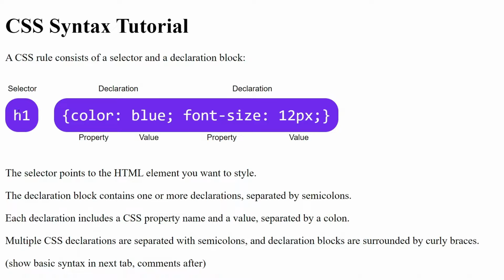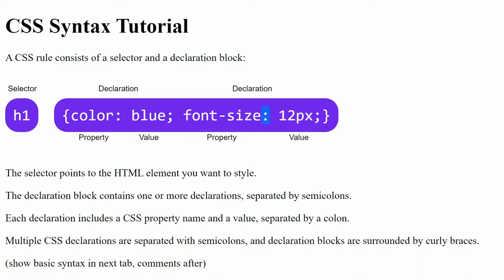CSS rule sets consist of selectors and declaration blocks. Selectors point to HTML elements that you want to style, and the declaration block contains one or more declarations. See one declaration here and another right over here. Declarations are separated by semicolons. Each declaration includes a CSS property name and a value.